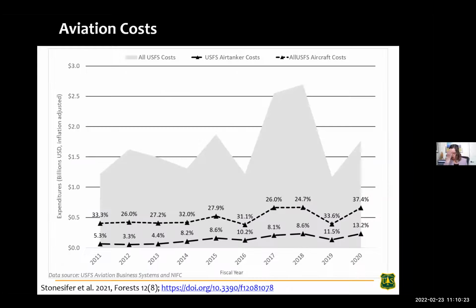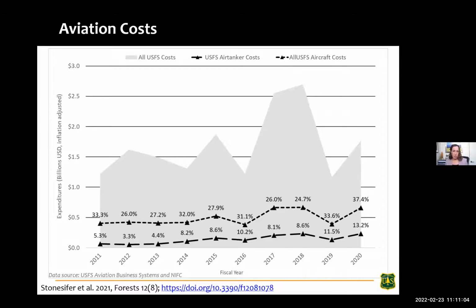Next slide. Of course, while ancillary to human costs, costs associated with aircraft are also an important management consideration because aviation costs represent a significant proportion of total suppression expenditures. This figure shows total suppression costs. It's very Forest Service centric. My apologies to interagency folks on the call. Forest Service suppression costs corrected for inflation by year for the past 10 years. The two lines on the bottom, the one in the middle is all Forest Service aircraft costs, and the bottom line is just Forest Service air tanker costs.